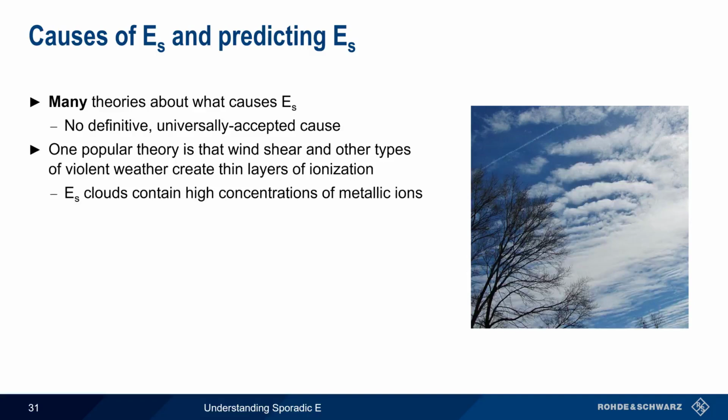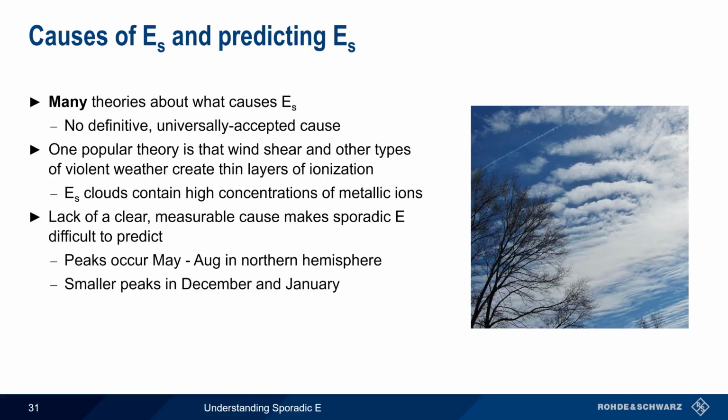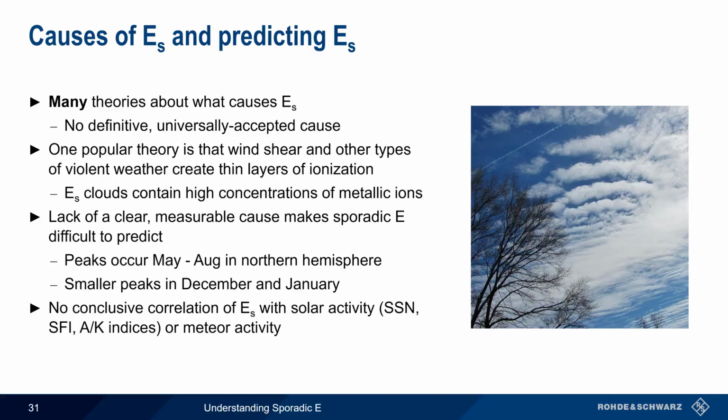Experiments have shown that sporadic E clouds contain high concentrations of metallic ions. However, the lack of a clear, measurable cause makes sporadic E difficult to predict. It's known that peaks in sporadic E activity occur between May and August in the Northern Hemisphere, with some smaller peaks in December and January. And while there are studies that suggest that sporadic E may somehow be linked to meteor activity or even solar activity, there is still no conclusive correlation between these and the appearance of sporadic E.